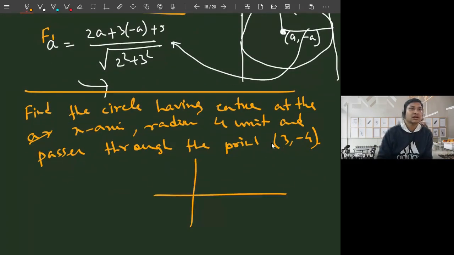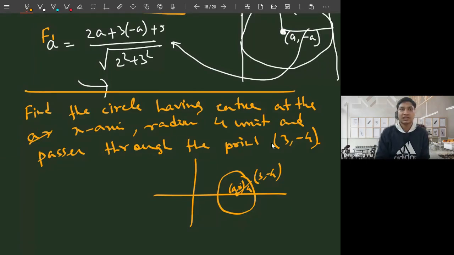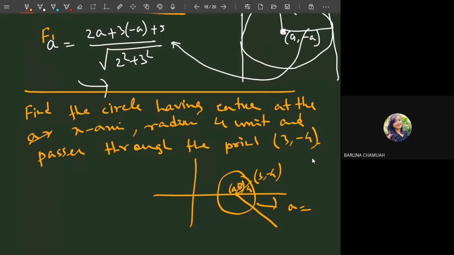The circle passes through the point (3, 4) and the center is on the x-axis. That is, the center is somewhere here, maybe you can say (A, 0). That is the center, and the points (3, 4) and (3, minus 4) are there. It passes through them. And this particular radius is given, that is the distance between these points. If you assume the center to be (A, 0), then the distance between these two is 4. From there you can find A. You understood? Yes, sir. Okay, all of you please try it.